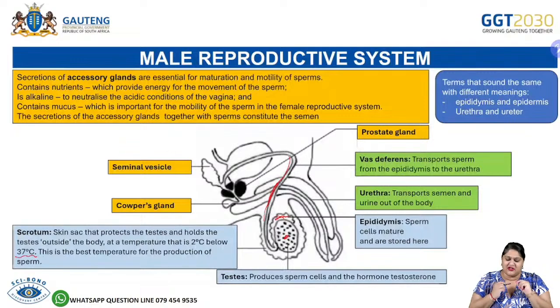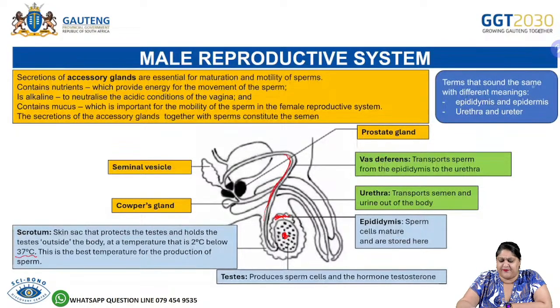So what's essentially happening over here is that we have the sperm that's produced here in the testes, then it's going to mature in the epididymis, then it's going to travel via the vas deferens, and then the secretions of the accessory glands are going to join these sperm cells, and together it's going to form the semen. Okay. So it's important for us to understand that semen is made up of sperm cells and the fluid that is secreted by the accessory glands.